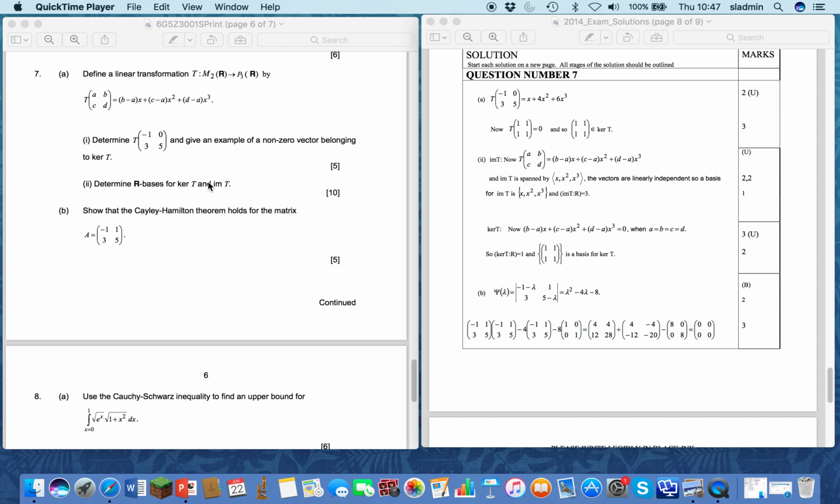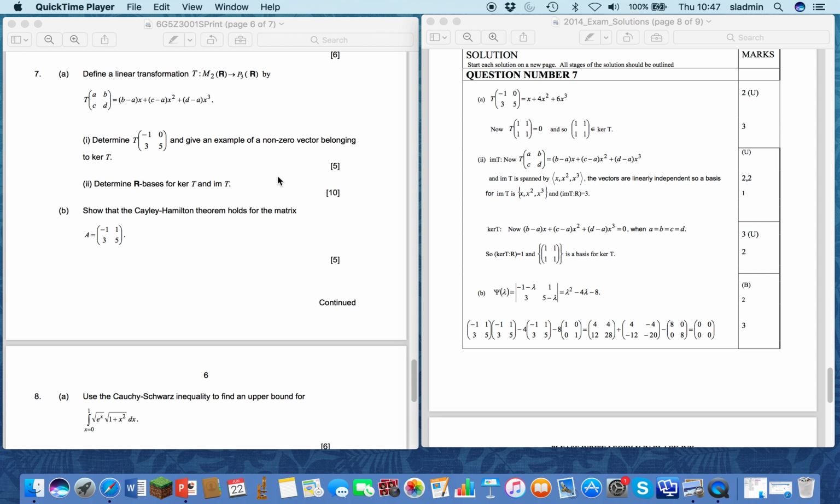Now to find the bases for the kernel and image, let's take the image first of all. So T of this matrix gives us this polynomial. That means that the image of T is spanned by x, x squared, and x cubed. These vectors are linearly independent because a times x plus b times x squared plus c times x cubed being 0 implies that a, b, and c are 0. So x, x squared, and x cubed form a basis for the image of T, and the dimension of the image is equal to 3 because we have three non-zero vectors.